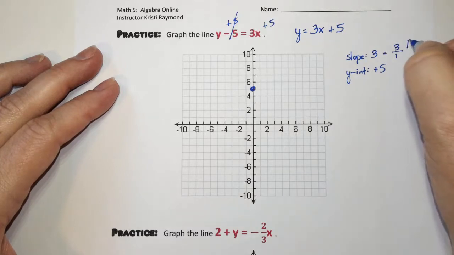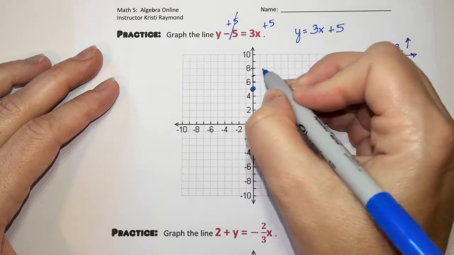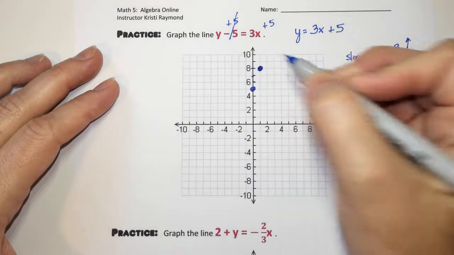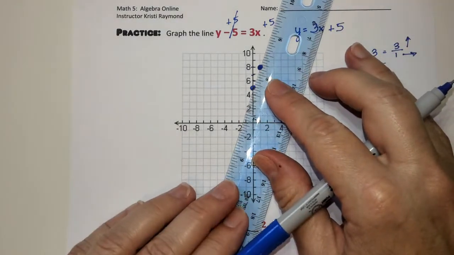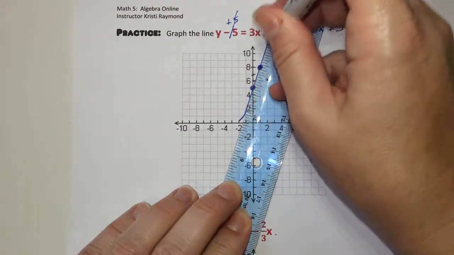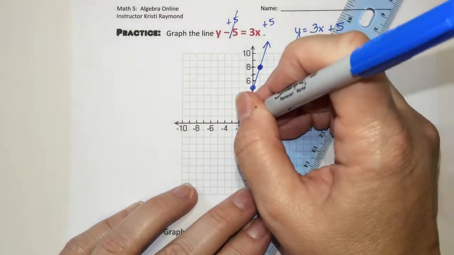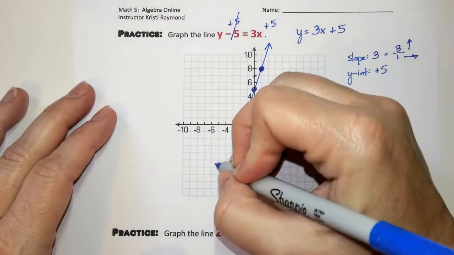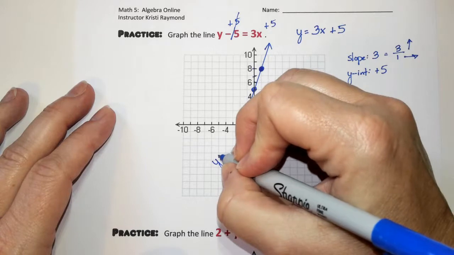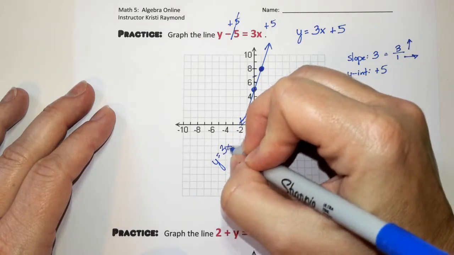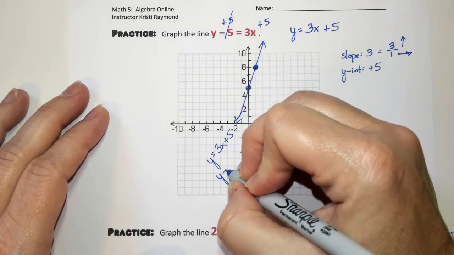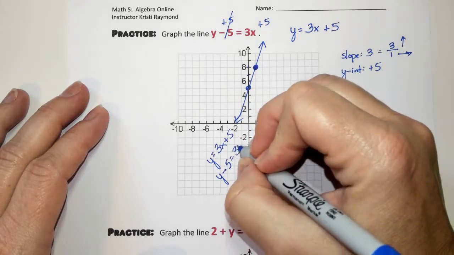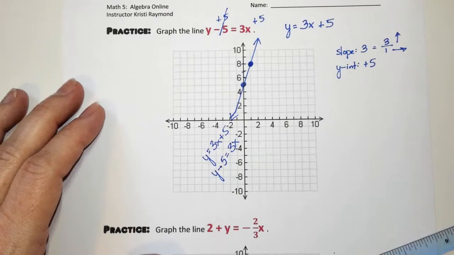So then it's going to go up 3. That's my rise. My run is over 1. 1, 2, 3, 1. There's my second point. Connect your points, add your arrows, and you're done. This is the line y equals 3x plus 5. And it's also the line y minus 5 equals 3x. It's the same thing.